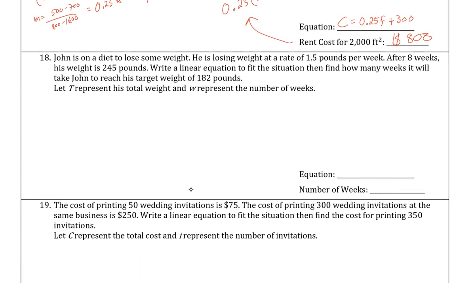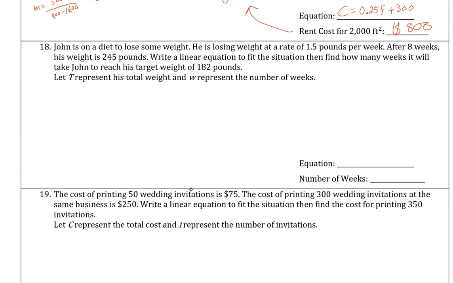All right, last two here. Okay, John is on a diet to lose some weight. He is losing weight at a rate of 1.5 pounds per week. So I see the word per. That means I've got myself a slope, right? And if I'm losing weight, that implies it's negative. So I have M here is negative 1.5. After 8 weeks, he's at 245. So that's an example. So I'm going to go ahead and throw that down as an ordered pair. Pretty quickly here, we should see that we have a point slope setup, right? So let's go ahead and write our equation.